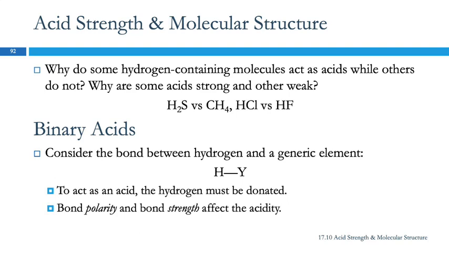First we'll look at the binary acids. These are acids without oxygen. We're going to look at the bond between the hydrogen and whatever element it's attached to, so it could be chlorine or fluorine. In order to act as an acid, that hydrogen must be donated. Both the strength of this bond and its polarity are going to affect the acidity of that compound.